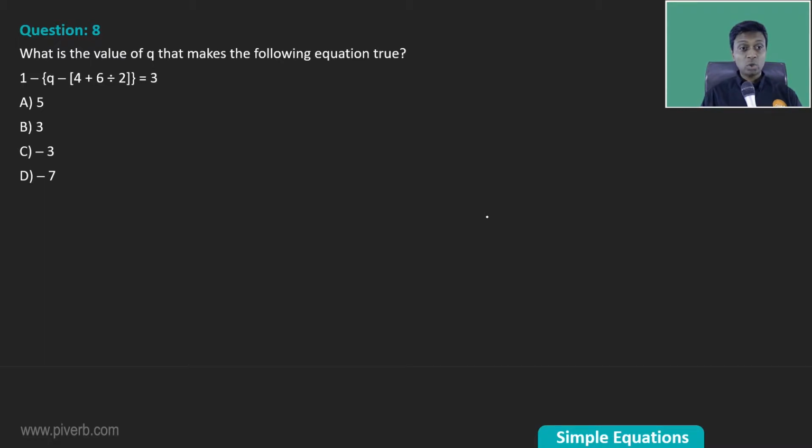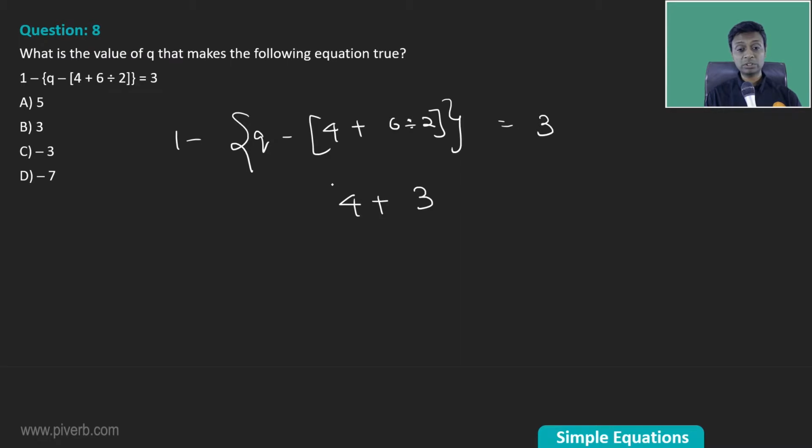What is the value of q that makes the following equation true? 1 minus (q minus (4 plus 6 divided by 2)) equals 3. Let's see, the first thing that we can do is 6 divided by 2, which is 3.